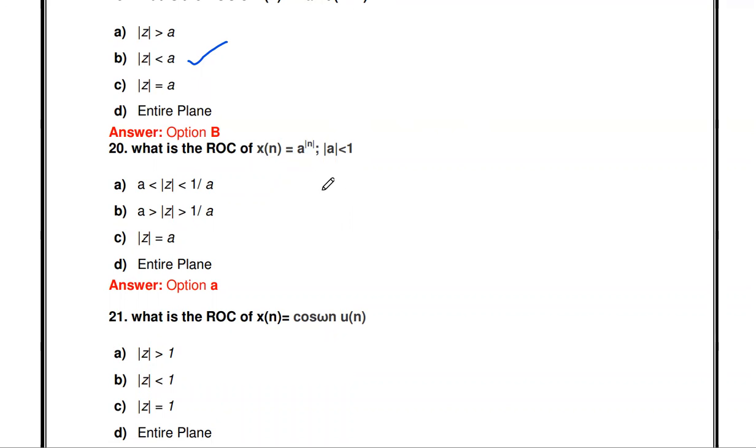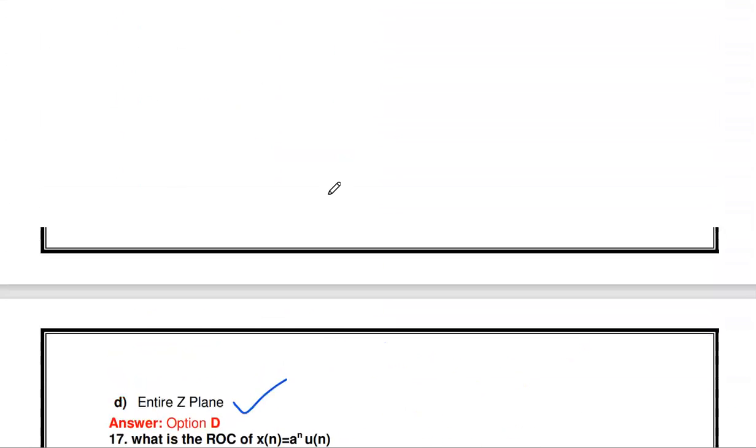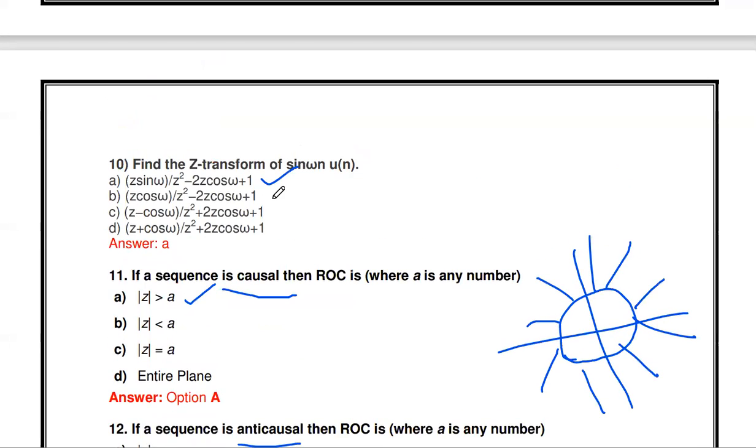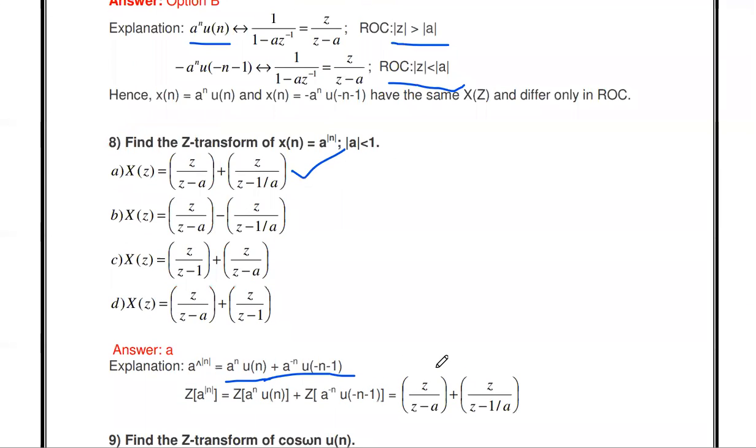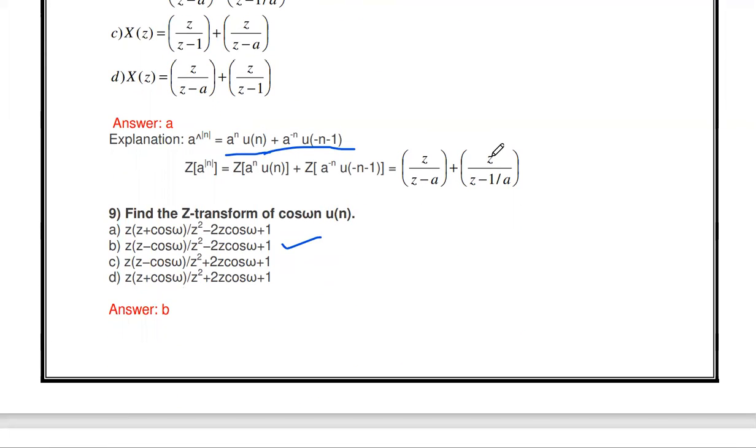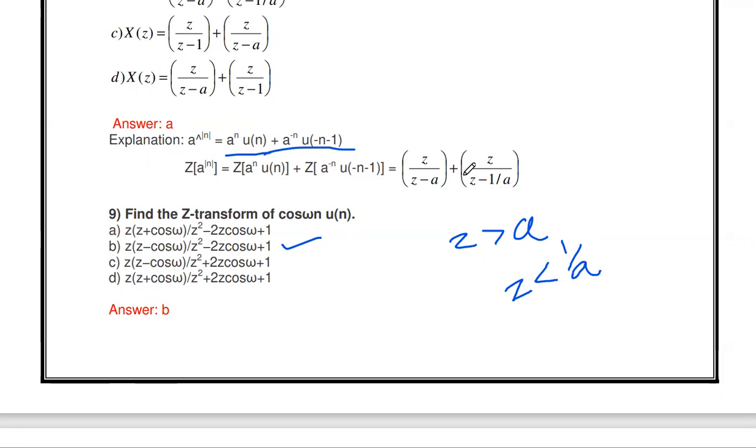Then what is the ROC of x of n equal to a power modulus n? Okay, the Z transform of a power modulus n we already calculated. You see, it is Z by Z minus a plus Z by Z minus 1 by a. According to the first term, the ROC is modulus of Z greater than a. Then according to the second one, this is the anti-causal sequence, so modulus of Z should be less than 1 by a. Okay, for an anti-causal sequence, you know the ROC is the interior part of the circle. So if you combine these two things, we will get the answer.